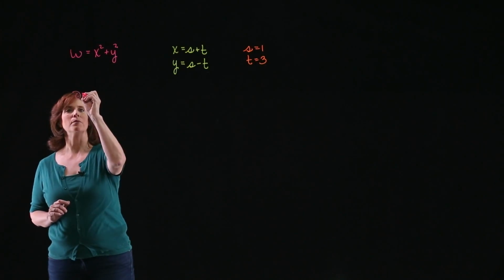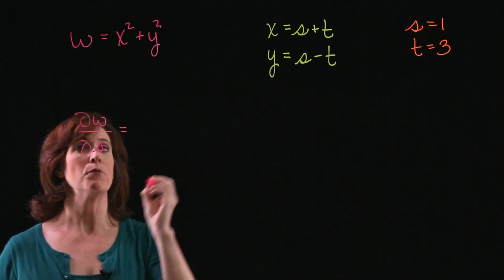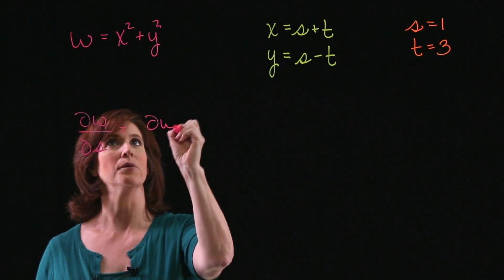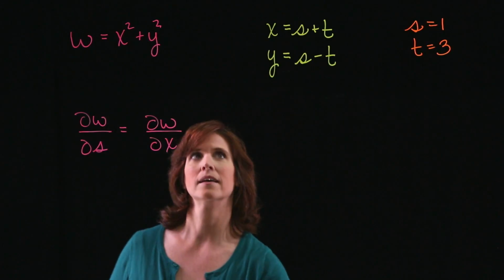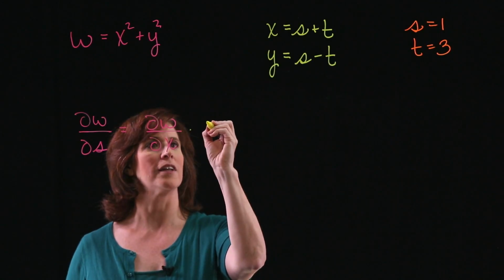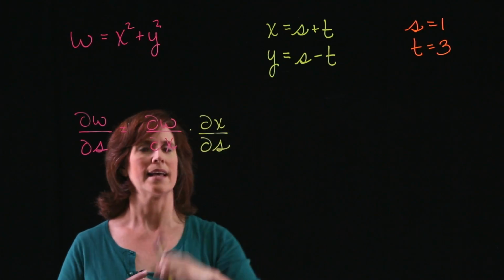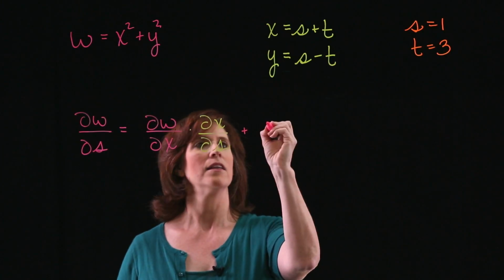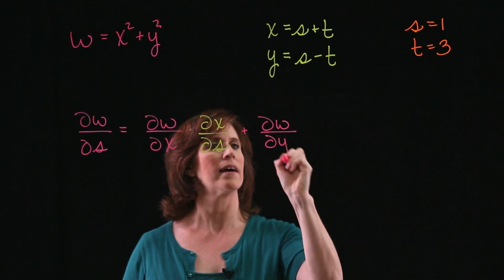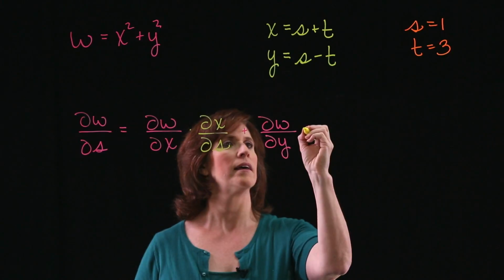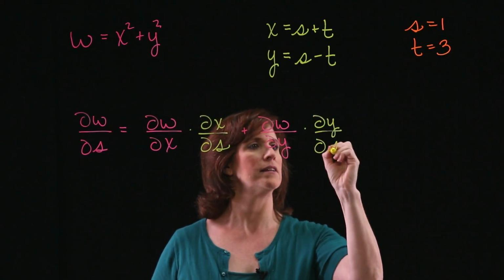So the partial of w with respect to s can be written as the partial of w with respect to x times the partial of x with respect to s. Then we'll add the partial of w with respect to y times the partial of y with respect to s.